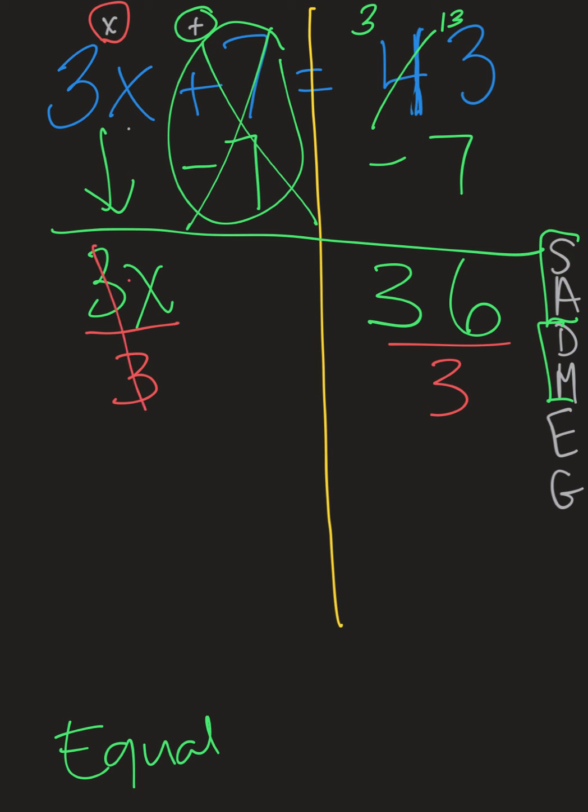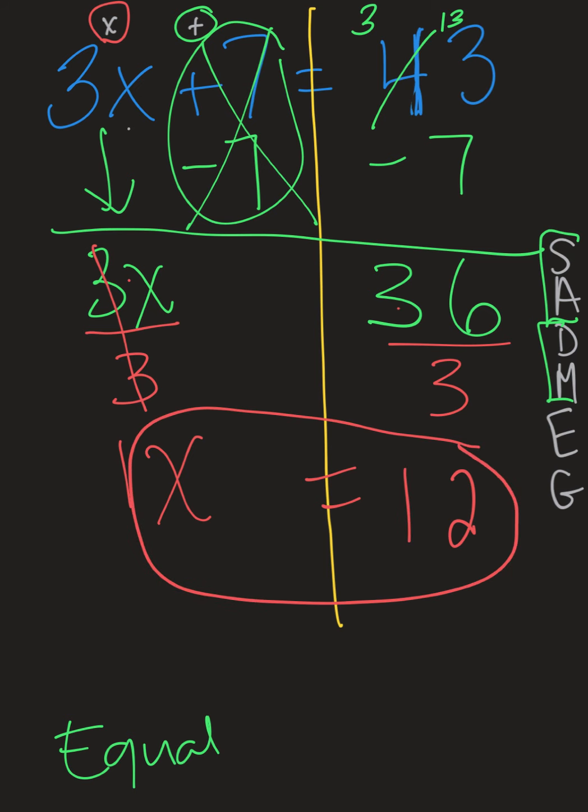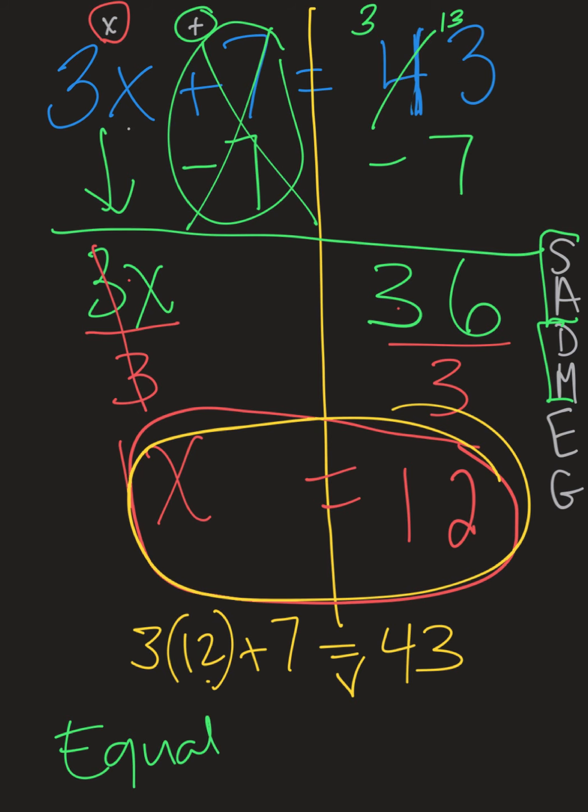Now 3 divided by 3 gives me just x, which is what I want. I want to have x isolated. X is isolated when the coefficient is 1 or there's nothing written there, which means it's 1. And 36 divided by 3. So 6 divided by 3 is 2. 3 divided by 3 is 1. X is equal to 12. Now I can check that this is true by just plugging 12 in. And 3 times 12 is 36 plus 7 equals 43, which means this is correct.